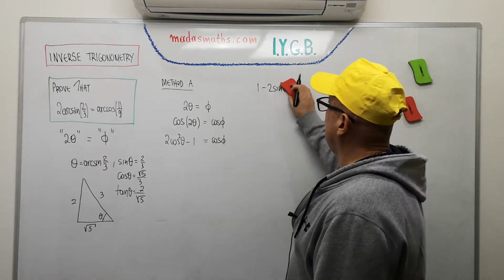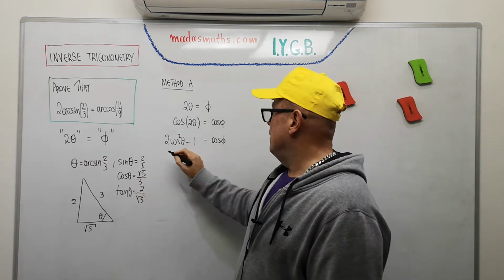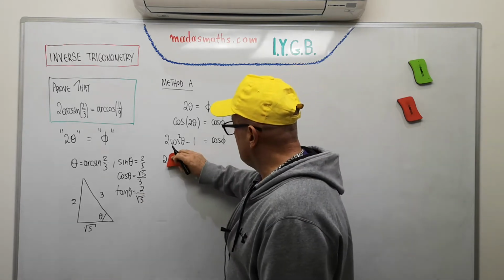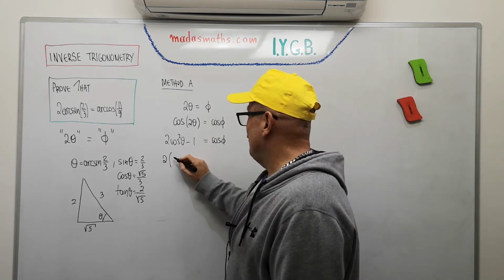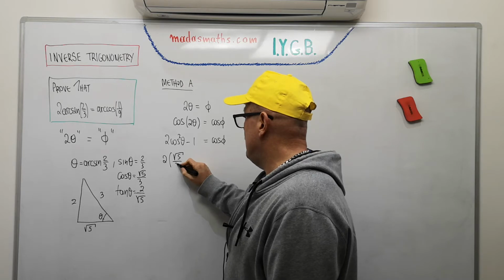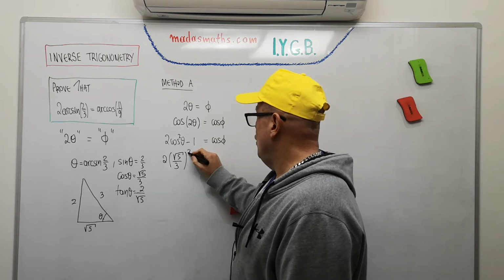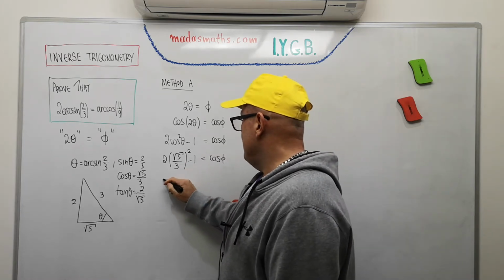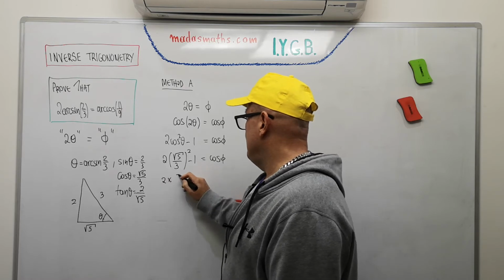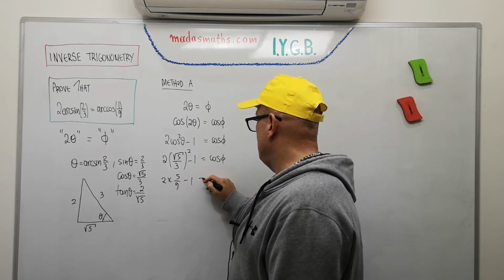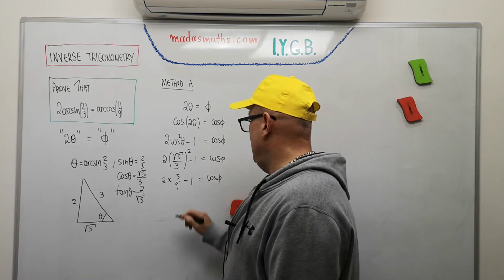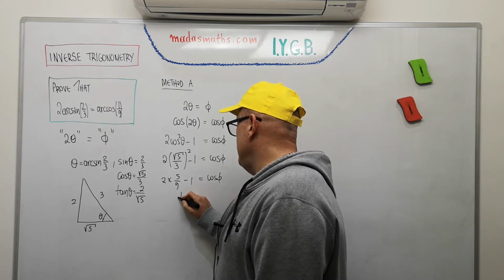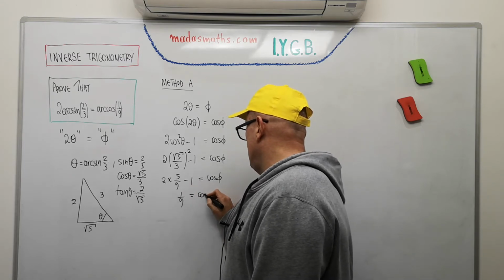Since I already wrote it in cos, I can now say, looking at my information, 2 lots of the square root of 5 over 3, that's of course my cos of theta, squared, minus 1, will be equal to the cos of phi. Squaring that is going to give me 2 lots of 5/9 minus 1 is going to equal cos of phi. And then that's 10/9 take away 9/9. 1/9 is equal to the cos of phi.